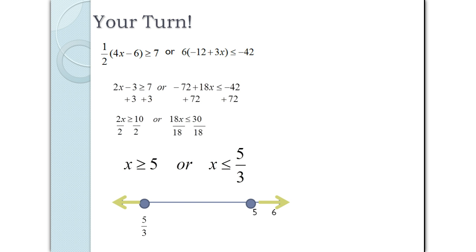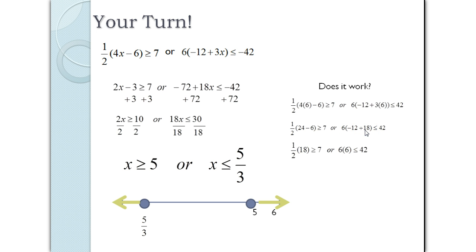I'm going to check my solution by choosing 6. And I'm going to plug 6 in for x. When I simplify that down, I get 24 minus 6 and negative 12 plus 18. I get 18, a half times 18, and 6 times 6. 1/2 times 18 is 9, and 6 times 6 is 36.